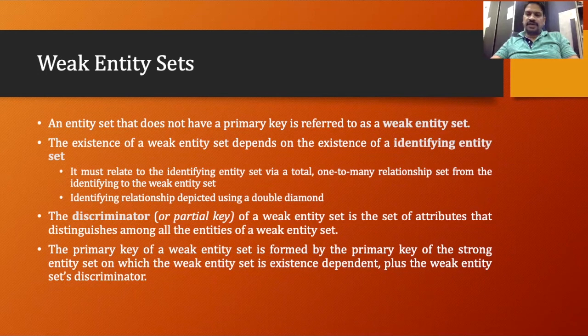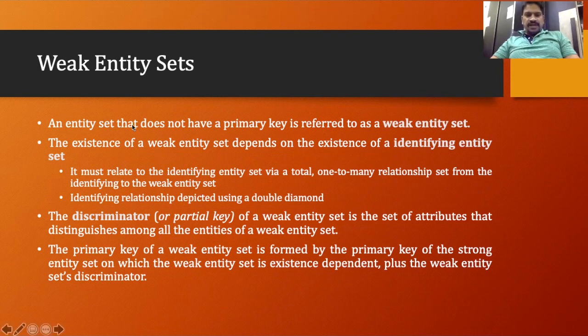No, student is not a weak entity set, because student has its roll number as the primary key. So if in any entity we have an attribute which has the property to become the primary key, then that entity is a strong entity. Now, which entity is a weak entity? The entity which doesn't have any attribute with the capacity to become the primary key is called a weak entity set.